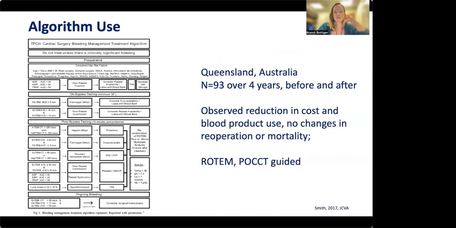For algorithm use, this is something, again, very well established in cardiac surgery. What I'm showing you now is what's been published in lung transplant surgery. So folks in Australia have published this very well in patients that were performed on cardiopulmonary bypass, that a ROTEM-guided algorithm with set targets and set therapies has produced a reduction in costs in blood product use and overall an improvement in their transfusion practice. They haven't shown changes in reoperation or mortality, but that doesn't subtract from the helpfulness of this algorithm implementation.